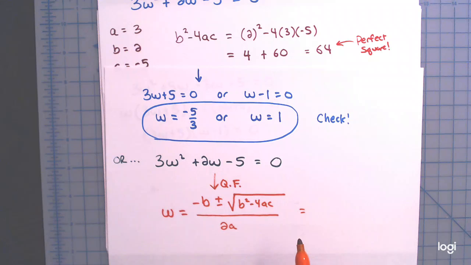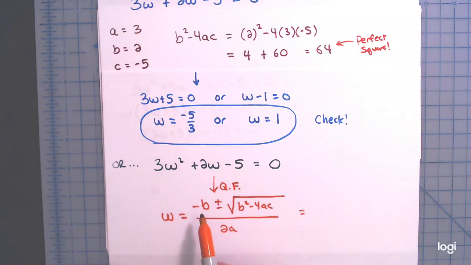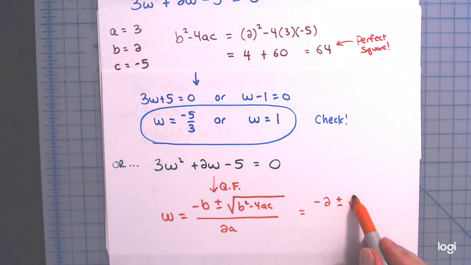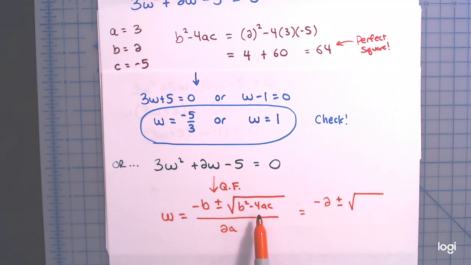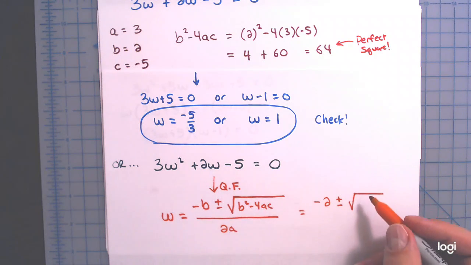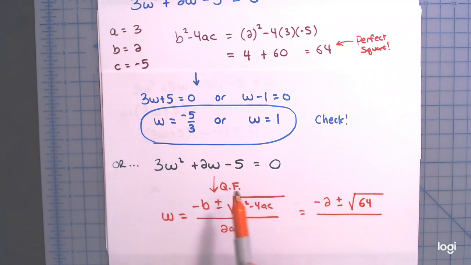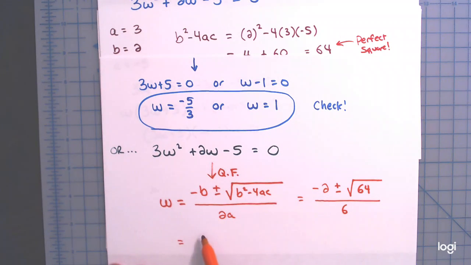Alright, so putting these numbers in, the b is 2, right? So the opposite of b here is negative 2, and plus or minus the square root, and I've already found b squared minus 4ac, right? I already found the discriminant. That was 64. Put 64 inside the square root there. Then all of that divided by 2 times a, which is 2 times 3, or 6. Well, the square root of 64 needs to be simplified. I know that that's 8. So we have negative 2 plus or minus 8. And then all of this divided by 6.